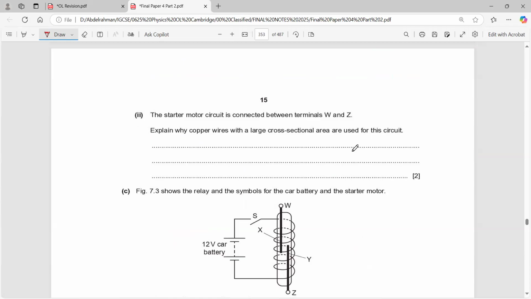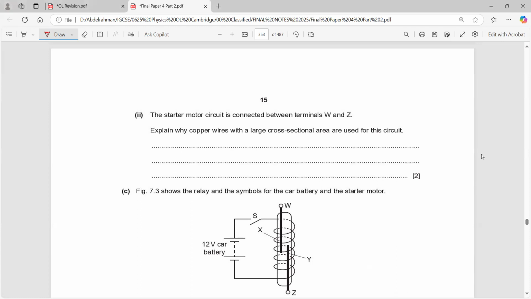Again, I just said it. You have a very, very high current. Why would I use a much thicker wire? As you increase the thickness, as you increase the diameter, what happens to the resistance? As you increase the diameter, the resistance decreases, which allows for a large current to pass.